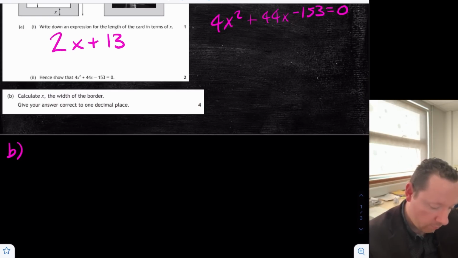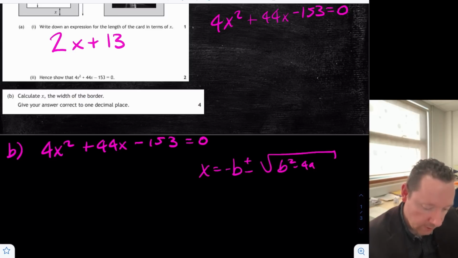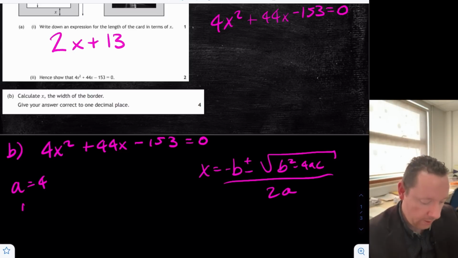For part B, we've got 4x squared plus 44x minus 153 equals 0. Our quadratic formula, remember from the start of the exam paper, is minus b plus or minus the square root of b squared minus 4ac all over 2a. So a is equal to 4, the number in front of x squared, b is equal to 44, the number in front of x, and c is negative 153.